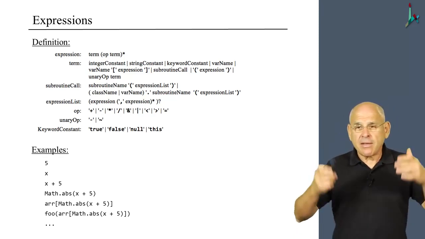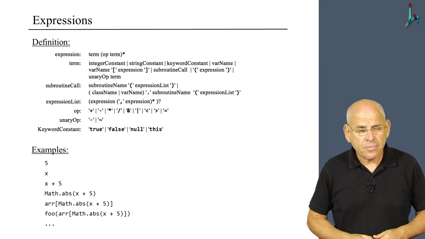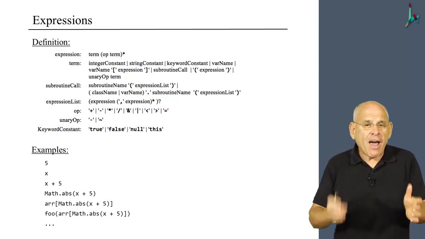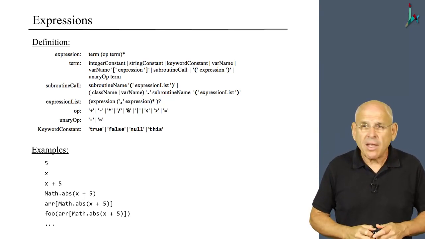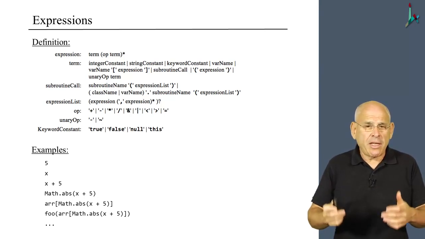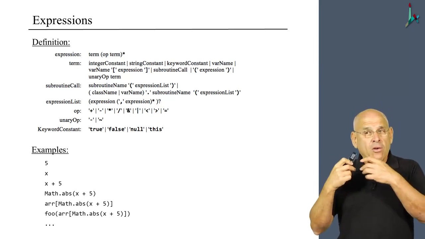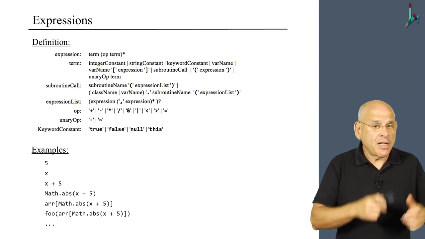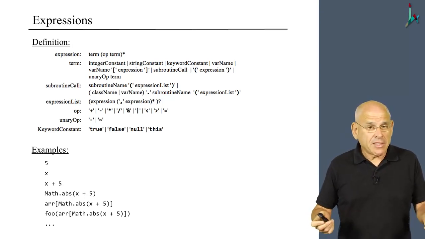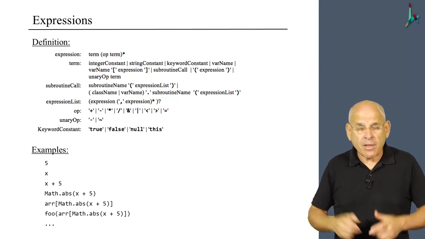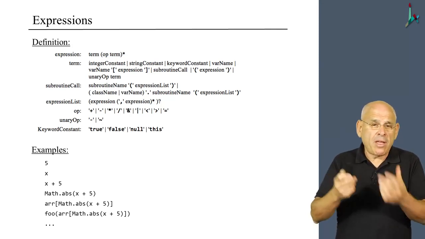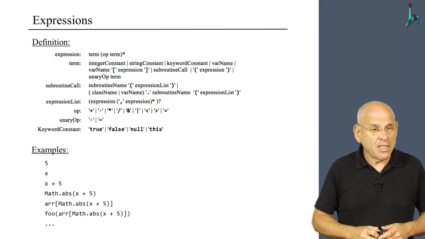For example, take the number 5. I look at the grammar, and first of all, I observe that 5 is an integer constant. If you look at the second rule, you will see that an integer constant is a term. And according to the first rule, a term is an expression, and therefore 5 is an expression. What about x? Well, x is a variable name. And according to the same second rule, a variable name is a term, and a term, once again, is an expression.